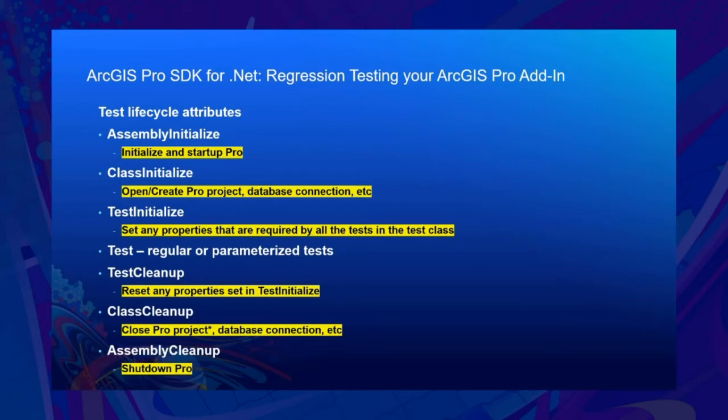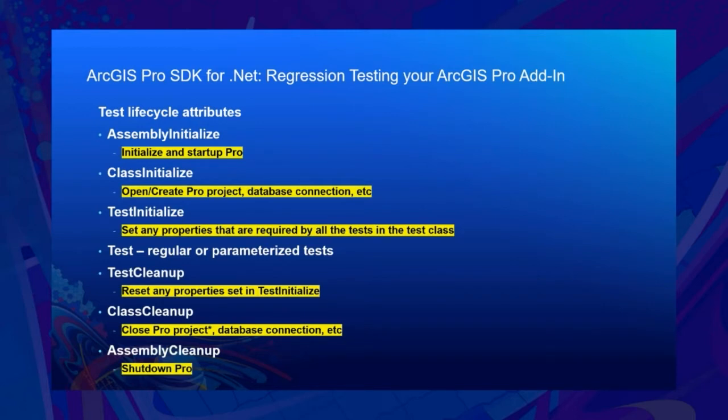In the class initialize method, we can open or create Pro project, database connections, etc. And conversely, in class cleanup, we close Pro project and database connections. This is useful if all the tests in a given test class use the same project. If this is not the case, then opening and closing projects should be done inside the test method itself.